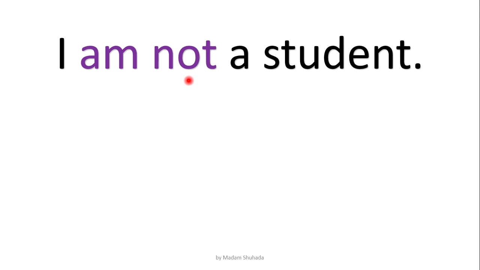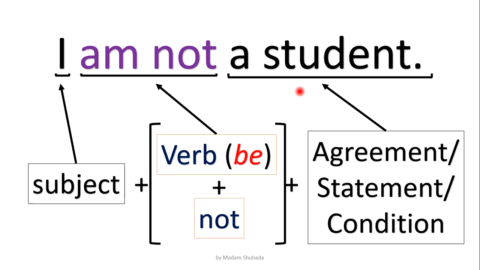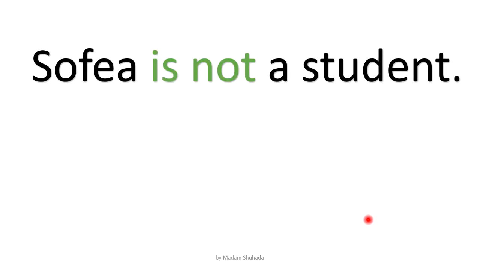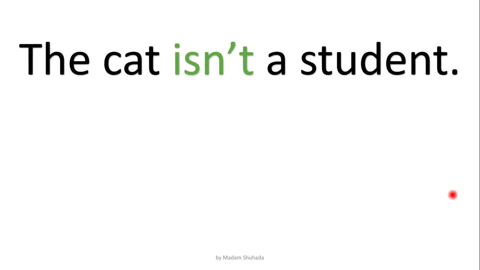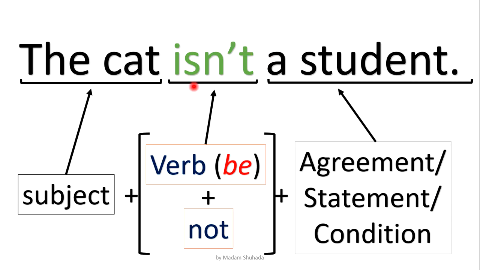I am not a student. So I is the subject again, am not is the be verb plus not, a student is the agreement, statement, or condition. Sophia is not a student. Sophia is the subject, is not is the be verb plus not, a student is the agreement, statement, or condition. The cat isn't a student. Isn't is actually is not. Okay? The cat isn't a student.